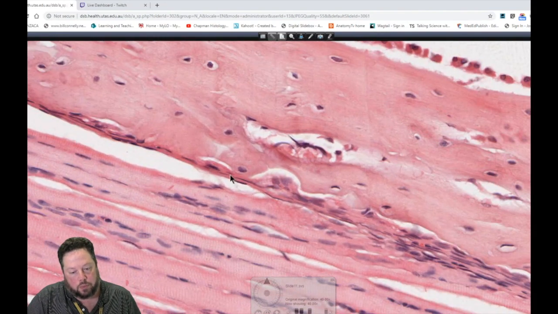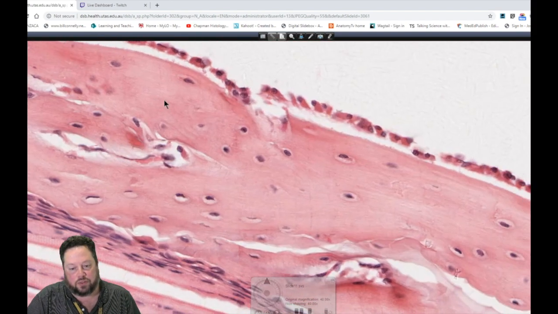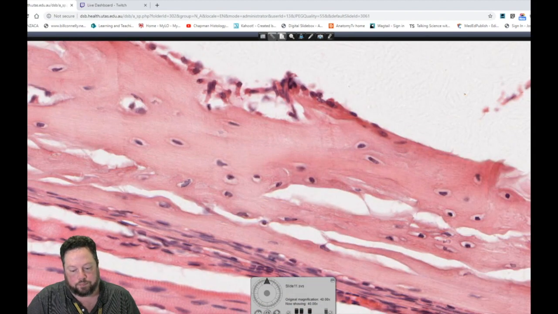So that's what we're looking at here. These big cells, these depressions, are osteoclasts making digestions on the surface there. And there doesn't seem to be a lot on this side.